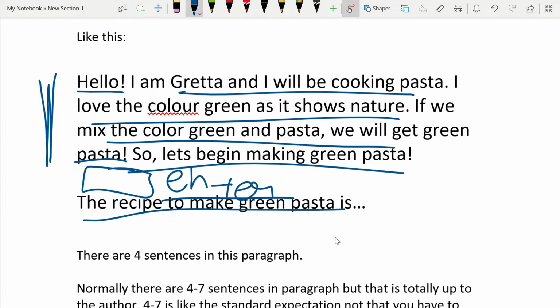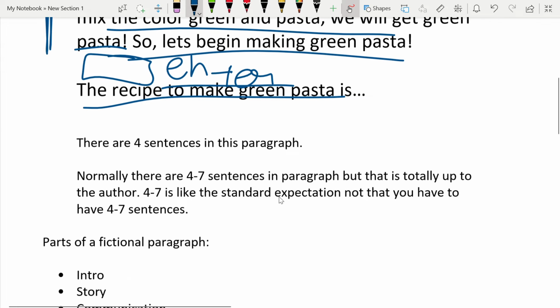Alright? Normally, there are 4 to 7 sentences in a paragraph, but that is totally up to the author. 4 to 7 is like the standard expectation, not that you have to write 7 sentences. It's just like it would be nice. Okay? If you're wondering about how many sentences there should be, a standard number should be like 4 to 7, alright?